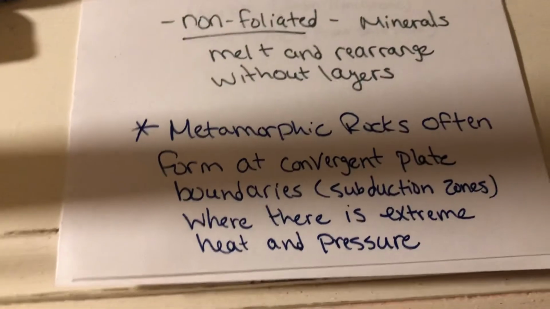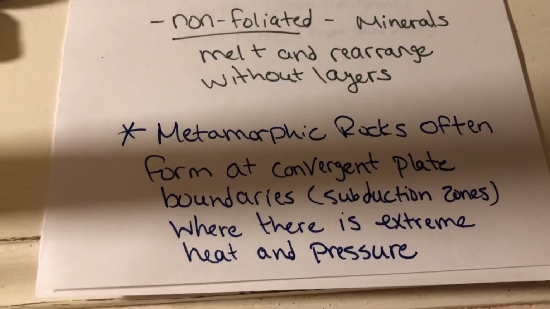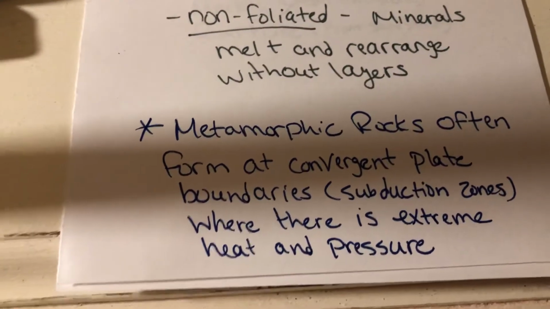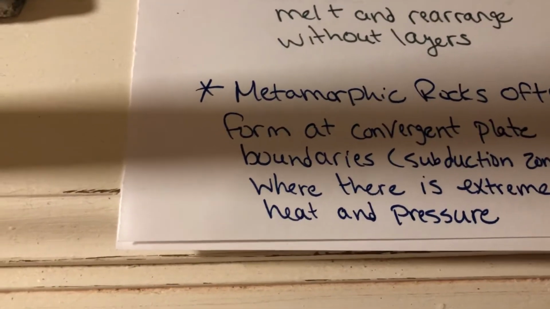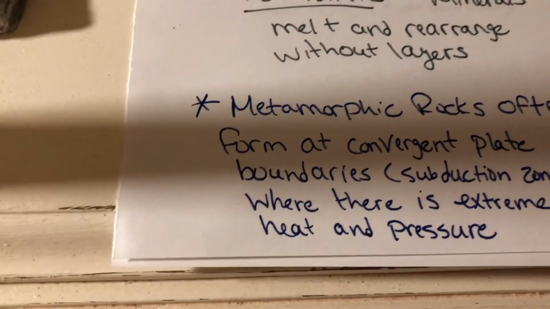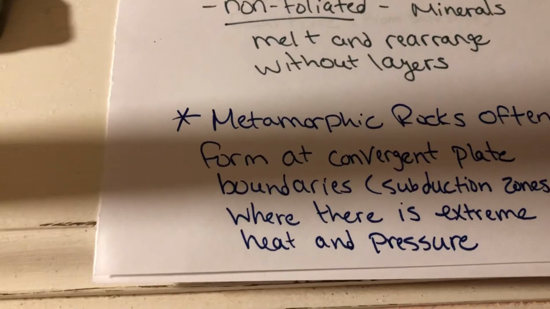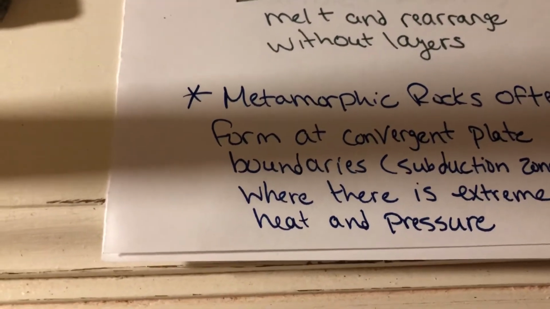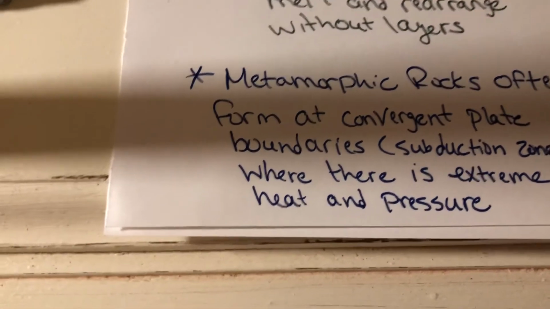Metamorphic rocks often form at convergent plate boundaries, like subduction zones, where there's extreme heat and pressure. Remember, at those convergent plate boundaries, sometimes oceanic crust that is denser can sink underneath continental crust that is less dense. That process of subduction causes extreme heat and pressure to build up, and that can change rocks into different types of rocks. It can change an igneous rock into a metamorphic rock.